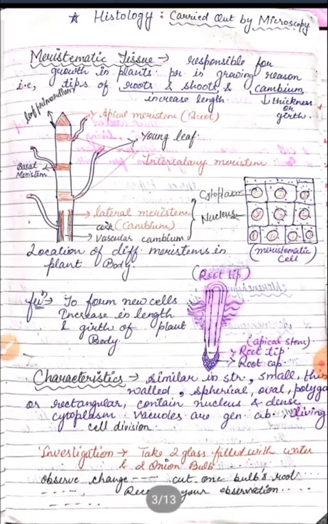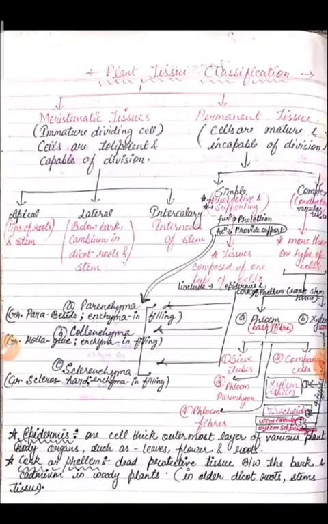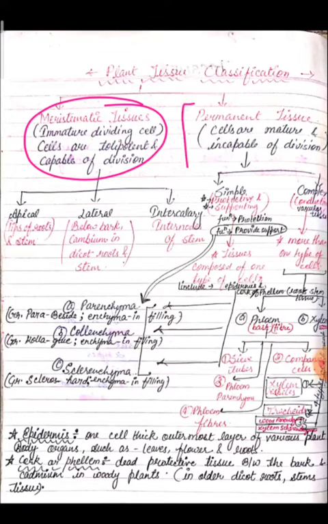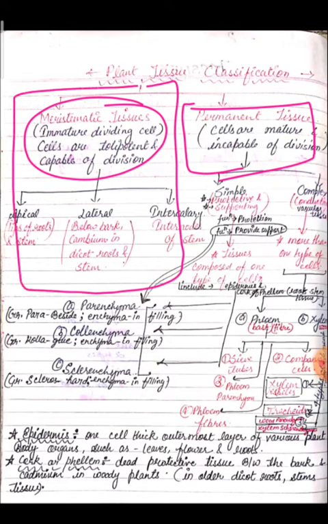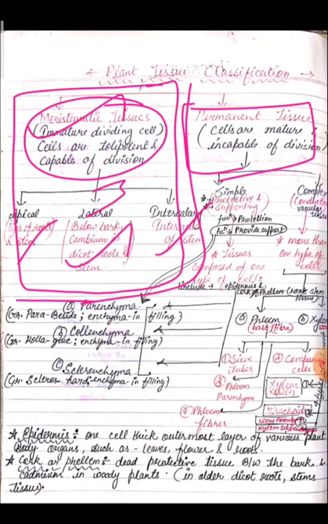So dear students, in this video I will only explain meristematic tissue. In my next video we will discuss the permanent tissue. Here I have given the graphical representation of the meristematic tissue. If you want to note it down separately in your copy, meristematic tissues are of three types: apical, lateral, intercalary, right?